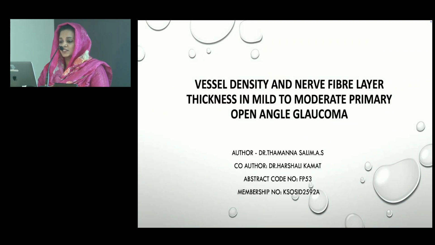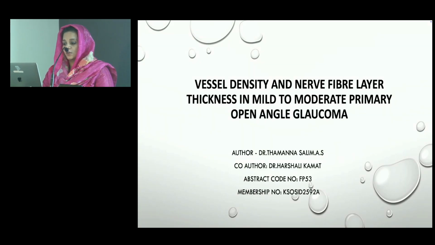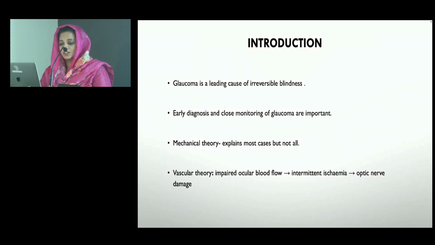My topic is vessel density and nerve fiber layer thickness in mild to moderate primary open angle glaucoma. Coming to the introduction, glaucoma is a leading cause of irreversible blindness. So early diagnosis and close monitoring of glaucoma are important. Mechanical theory explains most of the cases but not all cases.